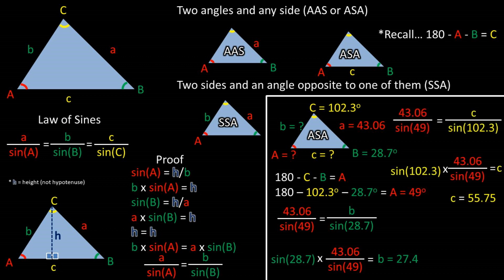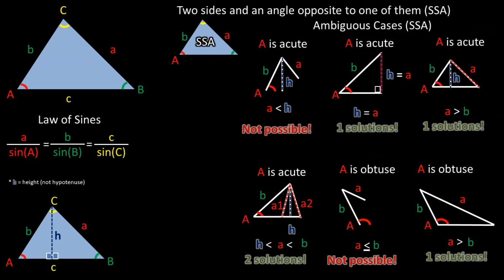Now doing the same process of plugging in our A length and our A angle and our C angle and rearranging the formula, we get a C length of 55.75. Now let's work on the side-side angle triangles.